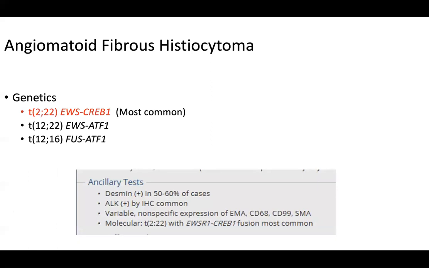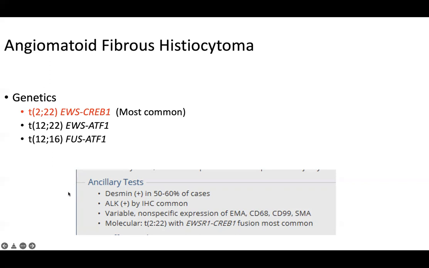So we do know a little bit about the genetics of angiomatoid fibrohistiocytoma. Not surprisingly, EWS is involved in the translocation, but EWS-CREB1, which is involved with the translocation at 2 and 22, is the most common. So t(2;22), EWS-CREB1, that's what you can remember about an angiomatoid fibrohistiocytoma. There's also other EWS-associated translocations and even an FUS-ATF1 translocation as listed there.